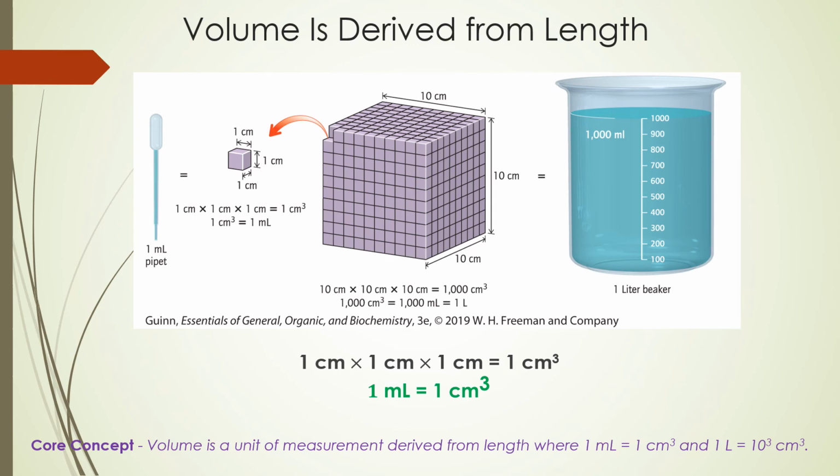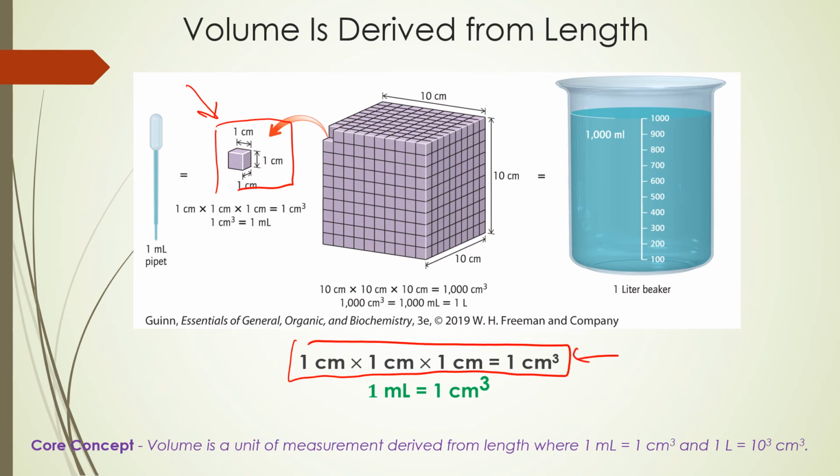As I explained earlier, volume is derived from length. So if we have a tiny box whose length is 1 centimeter, height is 1 centimeter, and width is 1 centimeter, the volume of that box will be 1 centimeter times 1 centimeter times 1 centimeter, or 1 centimeter cube. So this is the volume of this tiny cube. And 1 centimeter cube is equal to 1 milliliter. How do we know that? Because that's the definition. If you create a box of this dimension and fill it with water, the amount of water that will go in this box will be 1 milliliter, or in other words, 1 milliliter is equal to 1 centimeter cube.